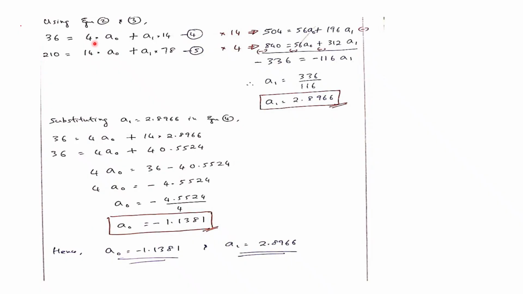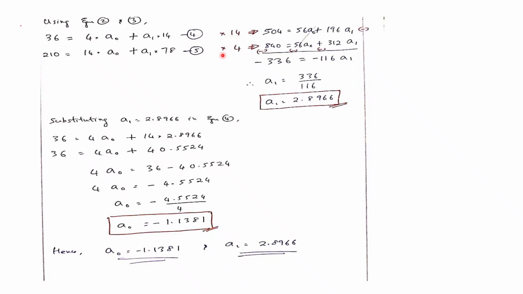So here you see 4a0, here it is 14a0. Let us make the coefficient of a0 in both equations the same. One easy method is, since here we have 14, you multiply this one with equation 4. So equation 4 you multiply by 14, and equation 5 you multiply by the term that is there in equation 4.